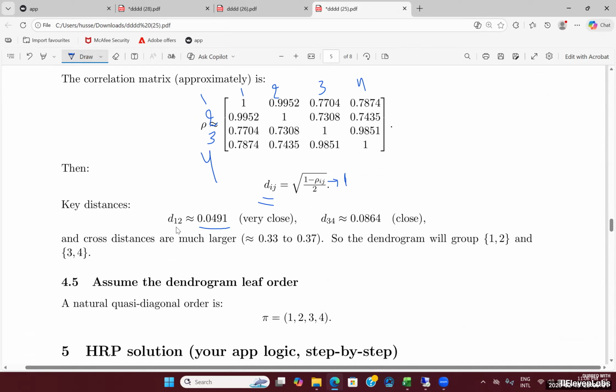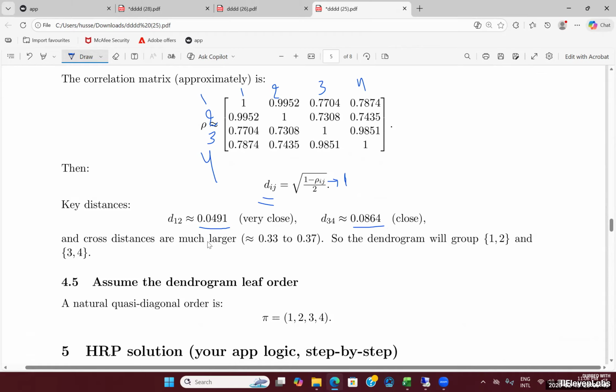Furthermore, the distance between asset 3 and asset 4, if we apply this specific equation, would result in a value of 0.08. This indicates a low value, meaning the distance is quite small, which implies that asset number 3 and asset number 4 are also very close to one another.